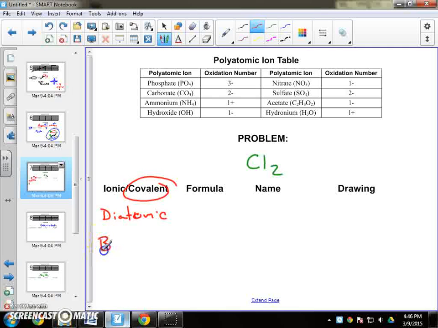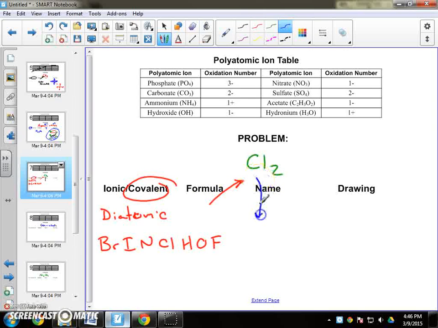Remember, if you can't remember our 7 diatomics, we've got Br, I, N, Cl, H, O, and F, our Brinkelhoff. Please remember those 7. Those are the diatomic molecules. Now, in terms of the formula, you got that guy, but the name is really, really kind of important here.